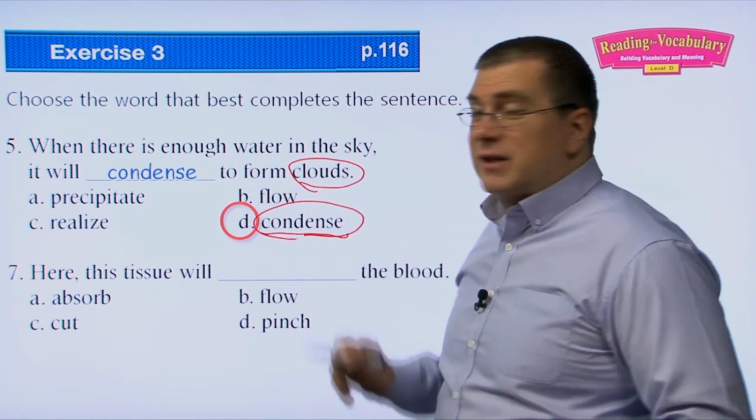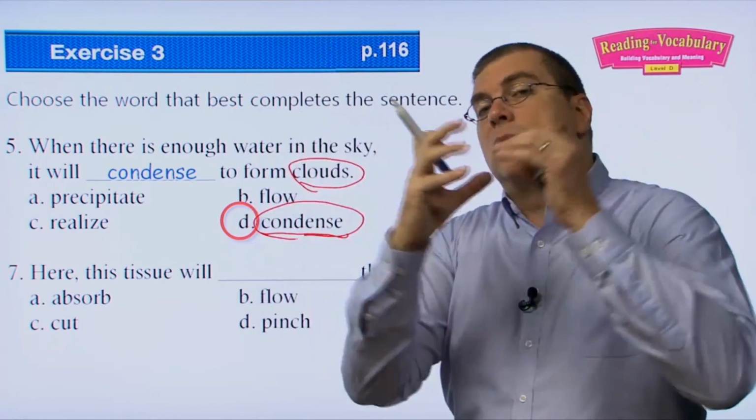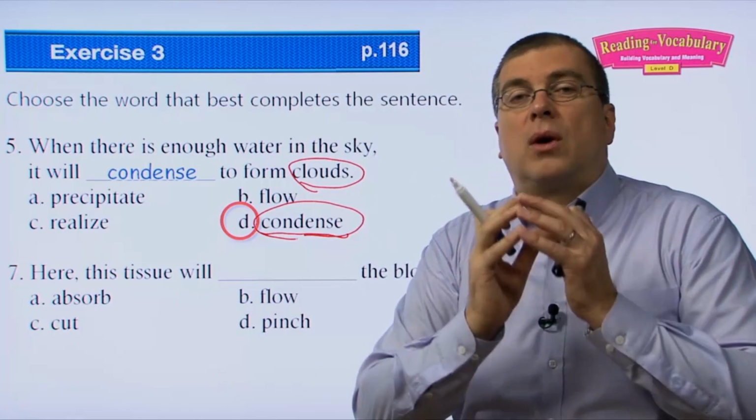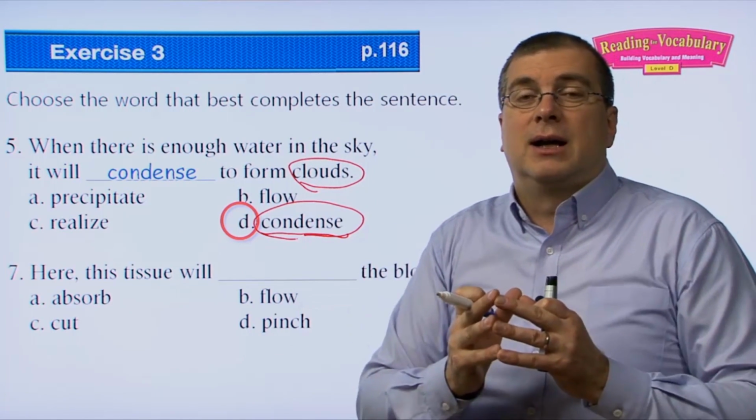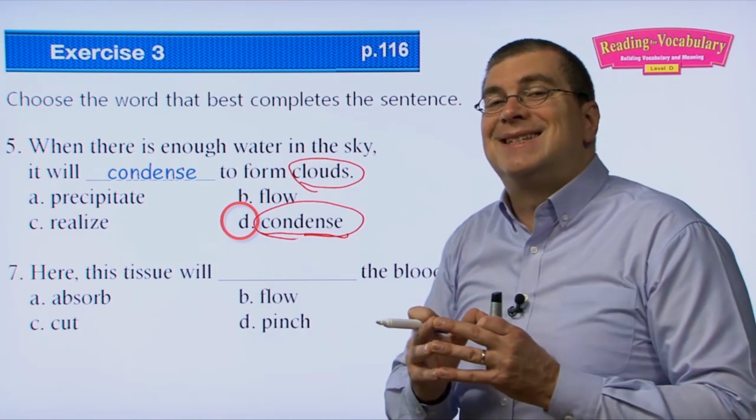Condensation is the reason that clouds are formed. If there's enough water in the sky, that water will gather together and form clouds. And we call that the process, we call it to condense, right? And we call it condensation.